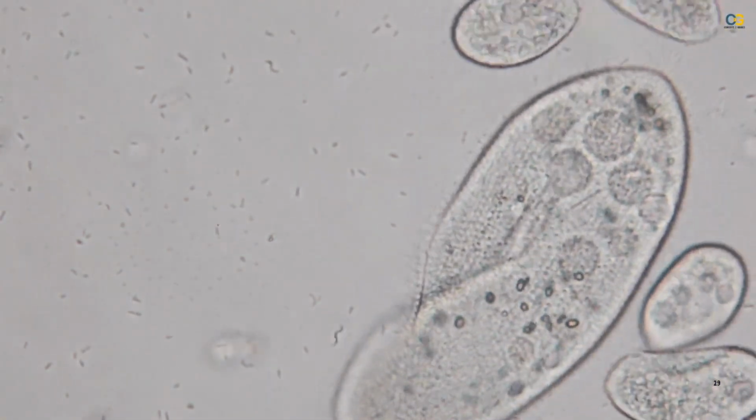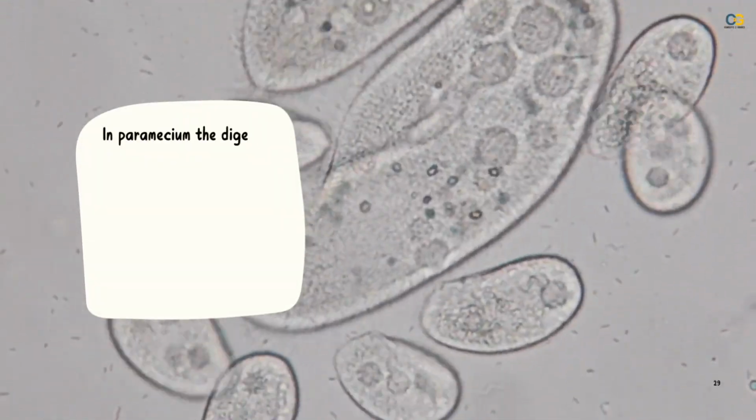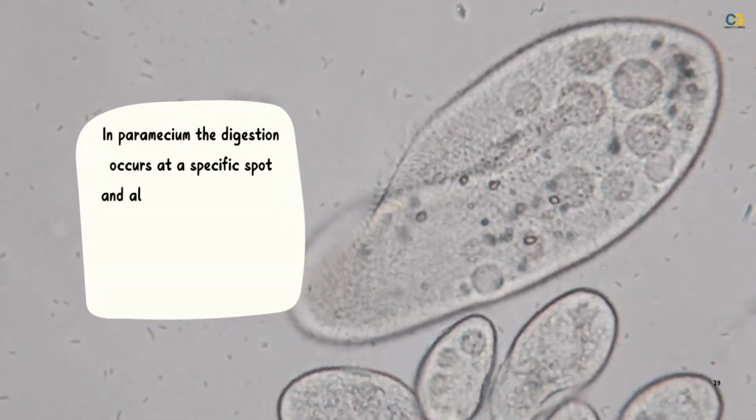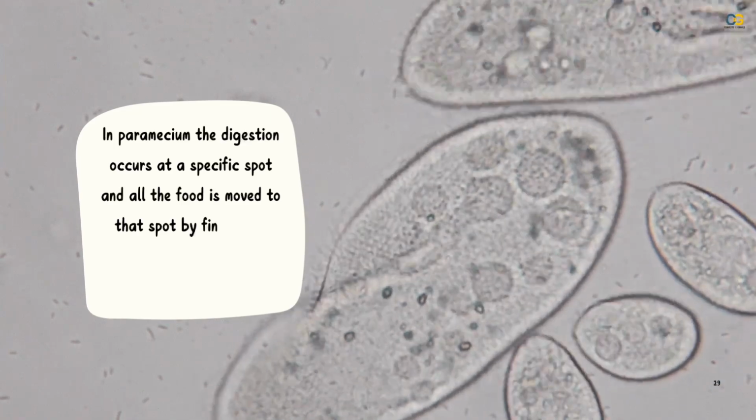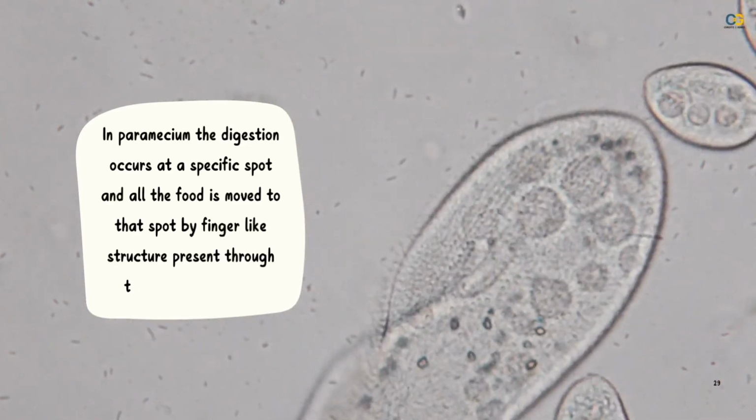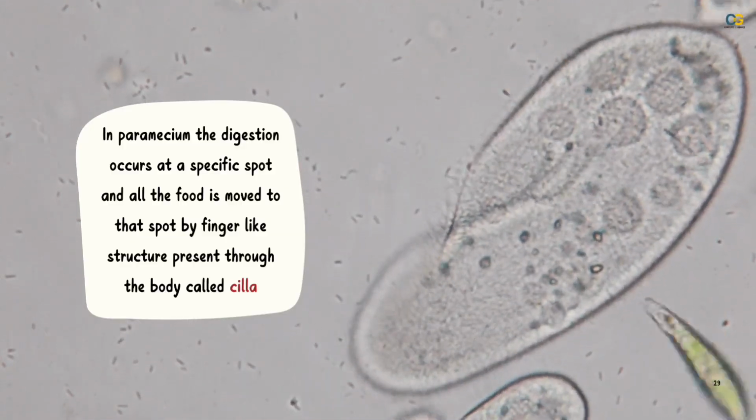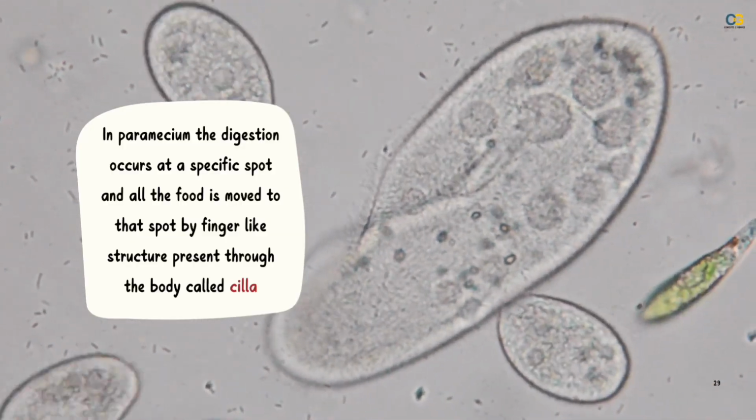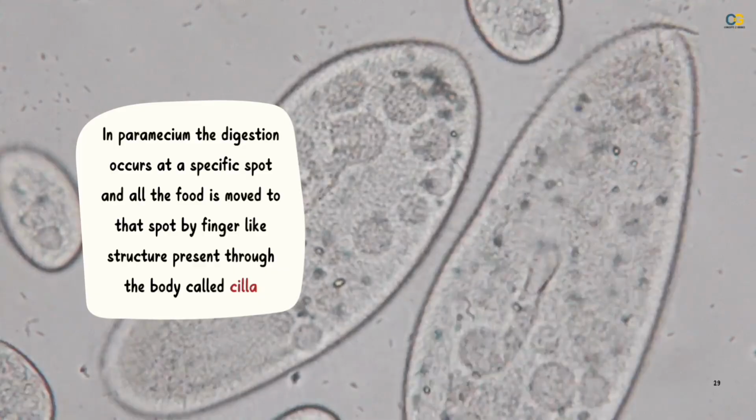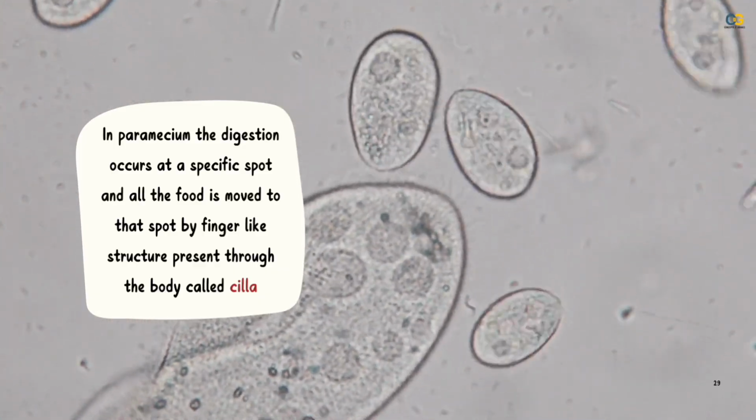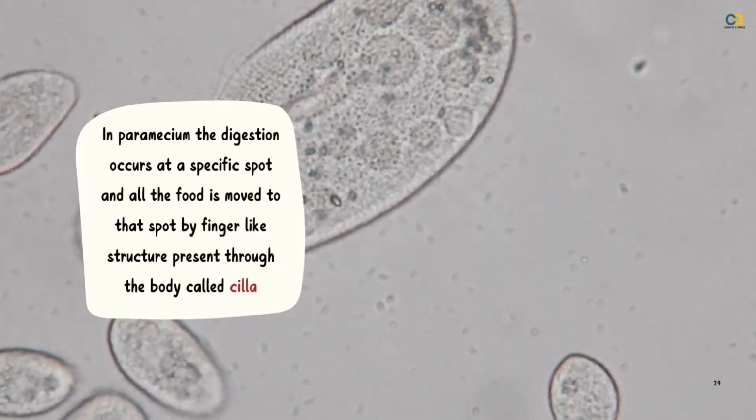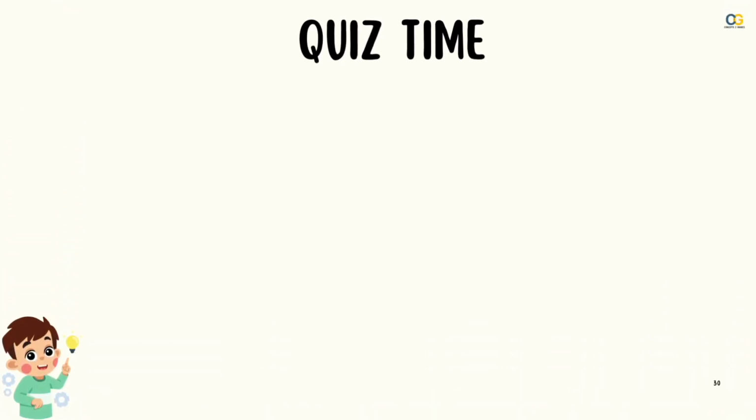Now, in the case of a Paramecium, there is a specific spot where digestion occurs. So, all the food is moved to that spot by finger-like structures present throughout the body called cilia. So, you see the cilia move the food along such that it reaches that spot where digestion can occur.